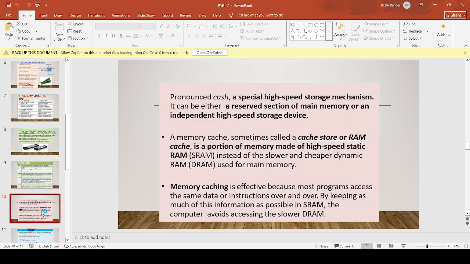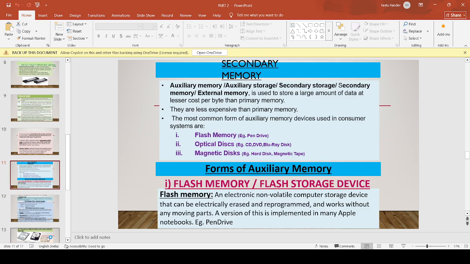Then comes the cache memory. Cache is a high-speed storage mechanism. It is either a reserved section of main memory or an independent high-speed storage device. Memory cache is also sometimes called RAM cache or cache store. RAM comes in two forms, as already told, static RAM and dynamic RAM. Memory caching is effective because most programs access the same data or instructions over and over. So by keeping as much of the information as possible in the static RAM, the computer avoids accessing the slower dynamic RAM. So it is faster.